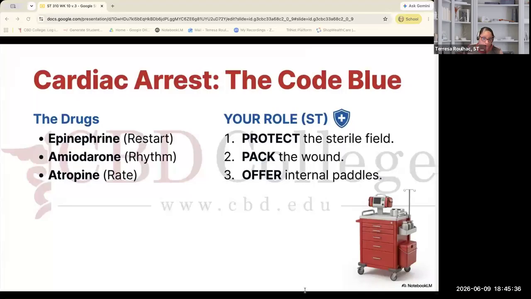Now let's talk about our role. Even during a code, we have important responsibilities. We may need to protect the sterile field. We may need to assist the surgeon, provide needed supplies quickly, or help prepare equipment that the team may need. If the procedure is open, maintaining organization and anticipating needs becomes even more important because things can become chaotic very quickly.